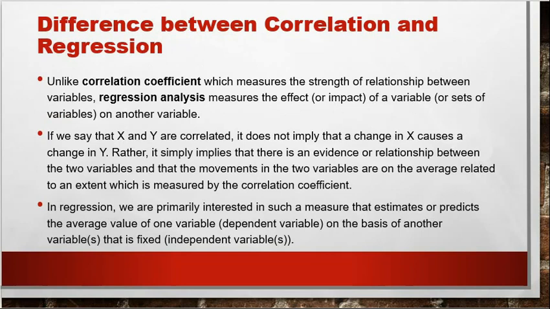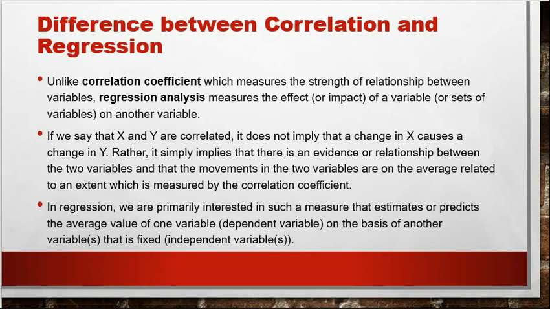Now, what's the difference between correlation and regression? Correlation coefficient basically measures the strength of the relationship between two variables. You are looking at the relationship between performance in mathematics and performance in English. And you do that kind of analysis to find out whether people who are doing very well in mathematics could be found to be doing very well in English. That's correlation. You are correlating these two variables.